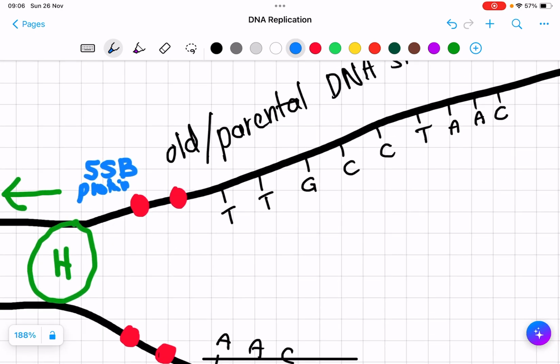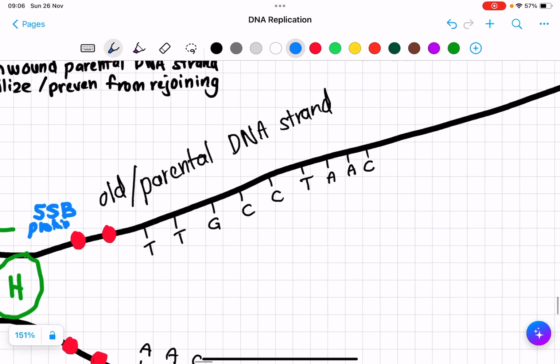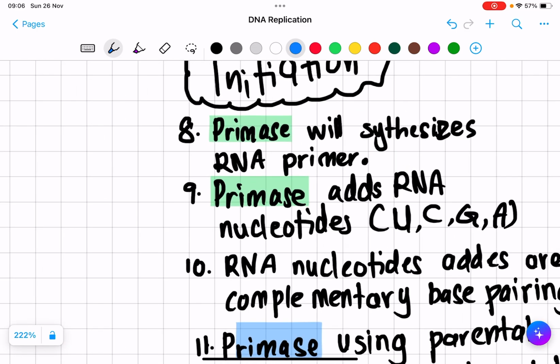So now kita akan start dengan strand yang leading dulu. Kita akan buat leading strand. So enzyme yang first that going to start synthesize the strand. Okay, strand yang leading ni yang akan buat adalah primase. Okay, primase will synthesize RNA primer. Nama dia primer, dia dibuat oleh primase. Primase akan produce RNA primer. RNA primer is produced by primase. Primase adalah enzyme. Primer adalah strand yang terhasil.